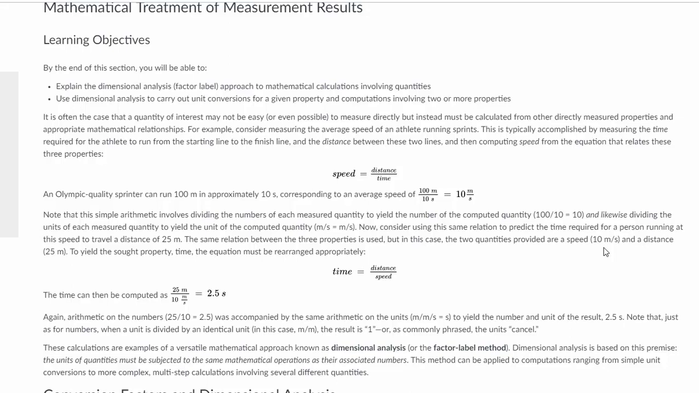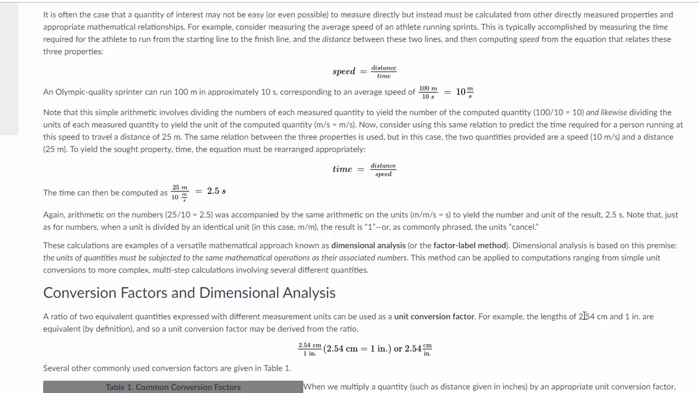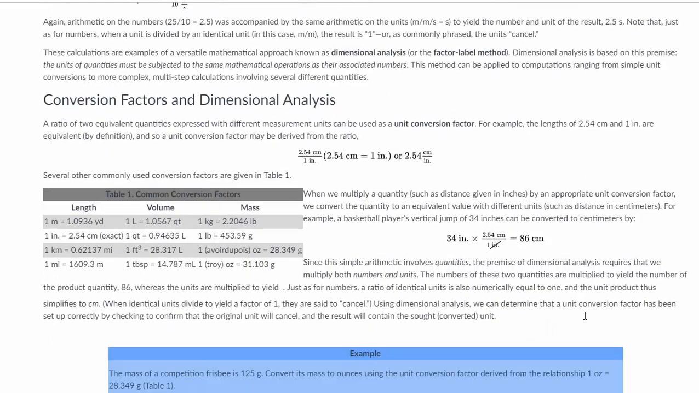Now that we can record measurements to the appropriate significant figures and we can perform calculations with those measurements, we need to look at what happens if we need to convert the units. This is called dimensional analysis. Dimensional analysis is a way that we convert units for any given property. I've presented this in an earlier page, but we're going to work it a little bit more now.